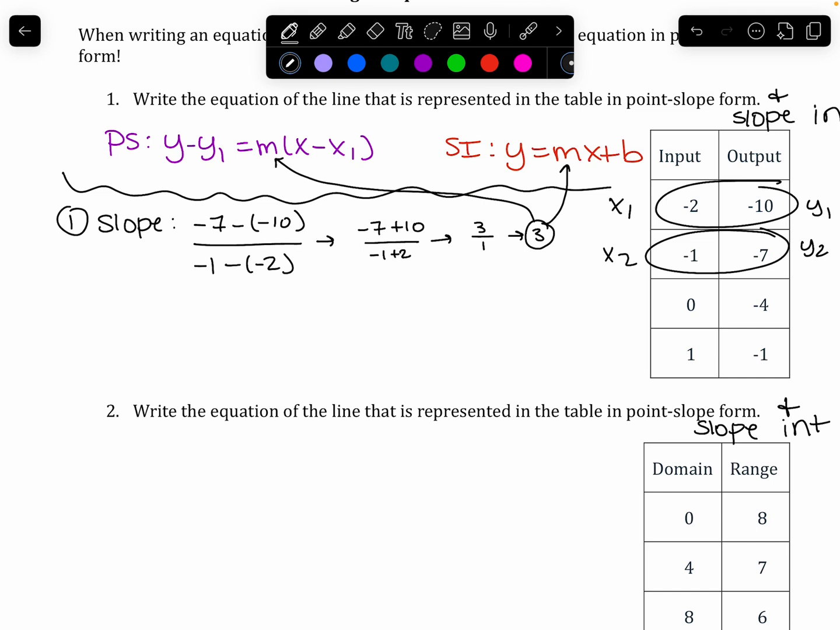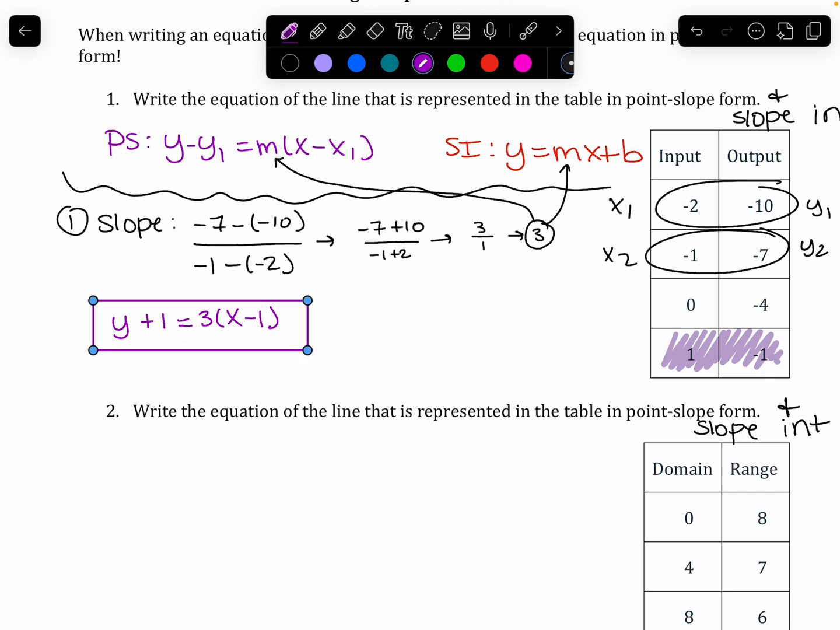Okay, that's not bad. Now that I know my slope, I know that my slope is going to go here, and then we're going to also bring it over there. For point slope form, I just need one of my coordinates that are in my table. It doesn't matter which one you pick. I'm going to pick this one. Okay, that's going to go into point slope form. So point slope form is going to be y minus y1. Our y value is a negative 1 over here, so it becomes a positive 1 in my equation. That is going to equal 3 times x minus x1. And there is my equation in point slope form.